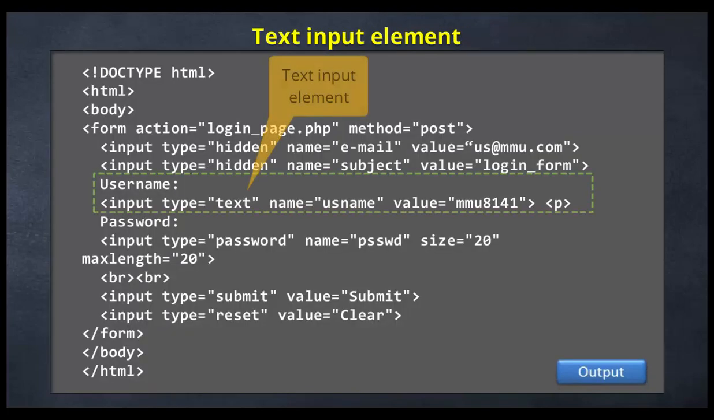In this example, the text input element inserts a text field into the form, which allows the user to input data. Here, the name attribute is used to specify the internal name of the text field, and the value attribute defines what will appear in the text field as the default value. Click at the Output button to display the output.